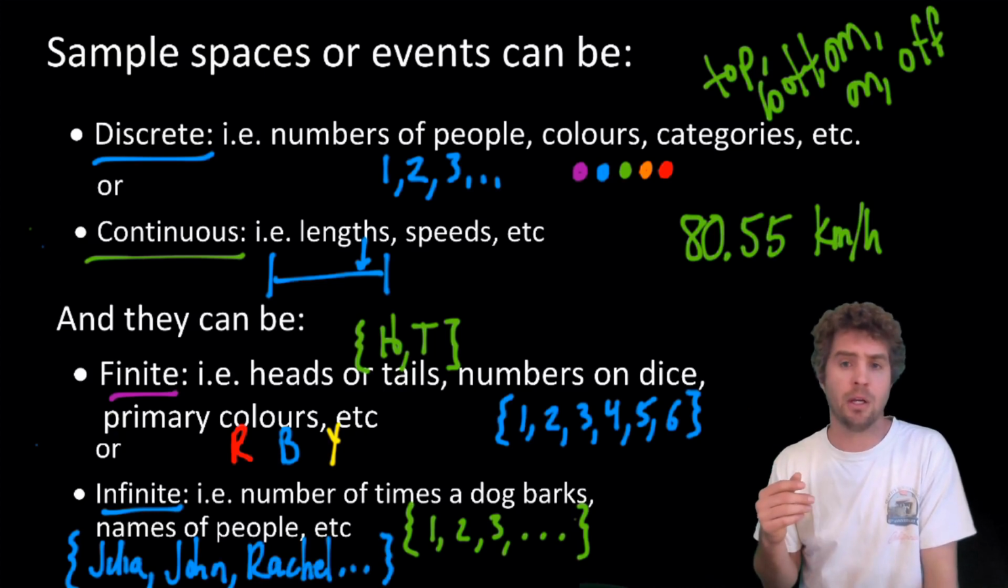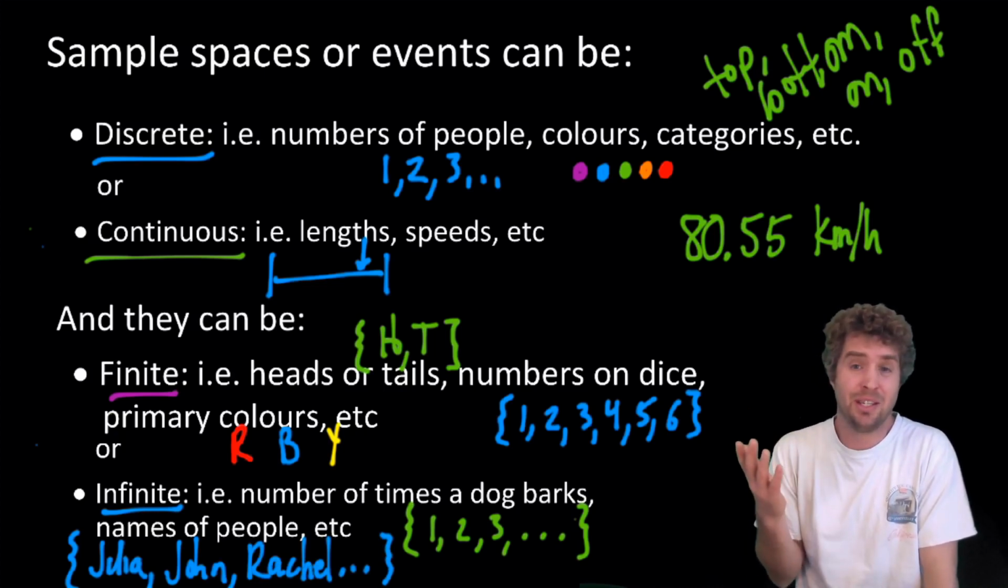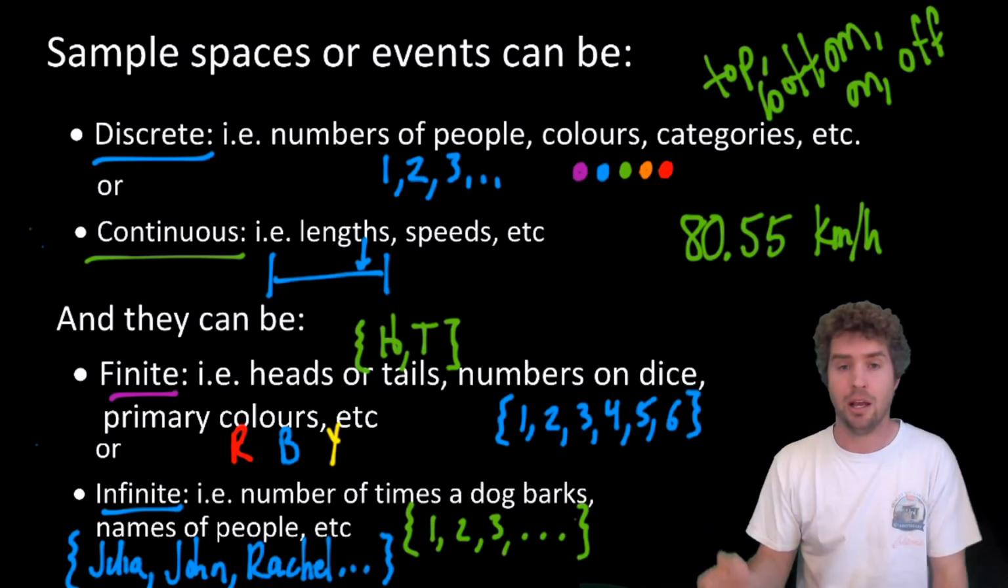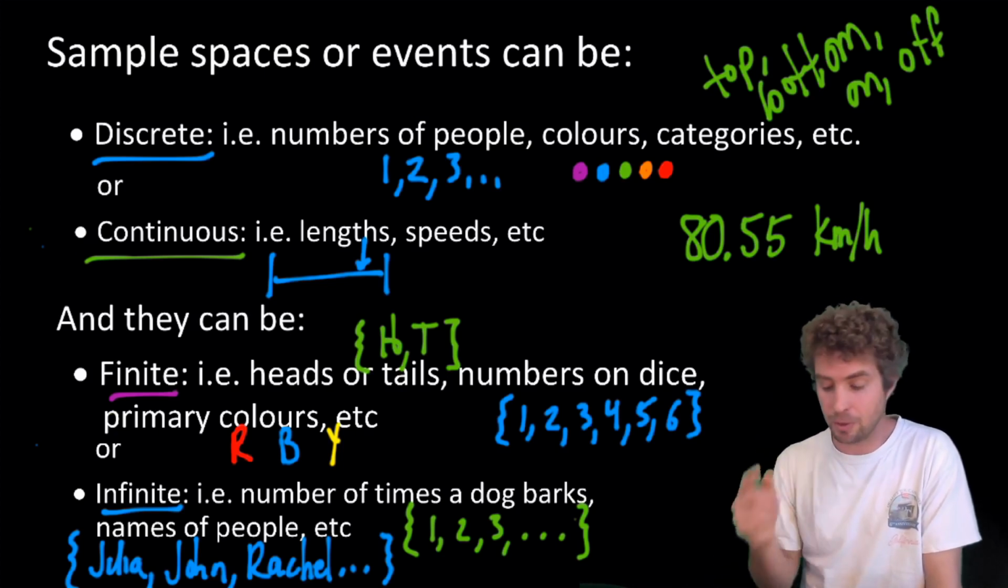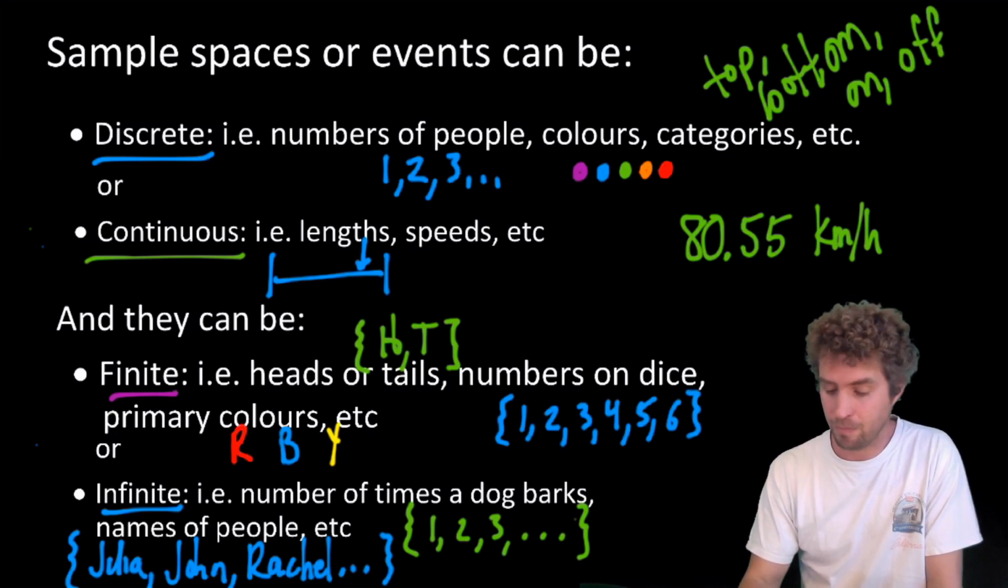What are the chances of a baby having a certain name? Well, we don't really know. We don't have a list of exact names that people could use. So the sample space there is infinite, okay?